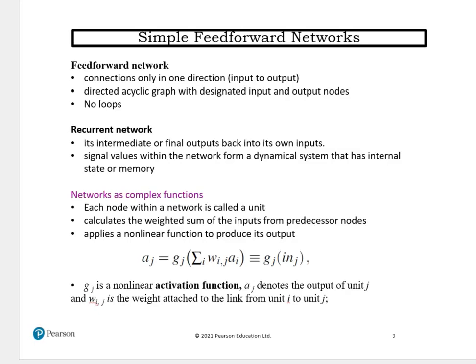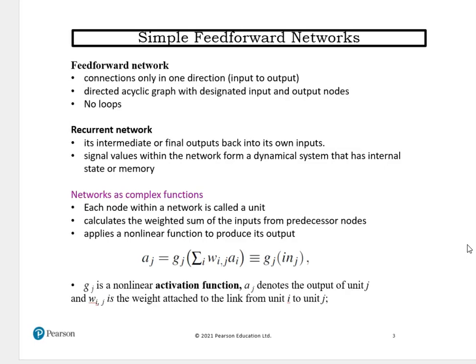Okay, so let's start with a simple feedforward network. A feedforward network has connections only in one direction, which is essentially forward, like the name suggests. So it forms a directed graph with designated input and output nodes.